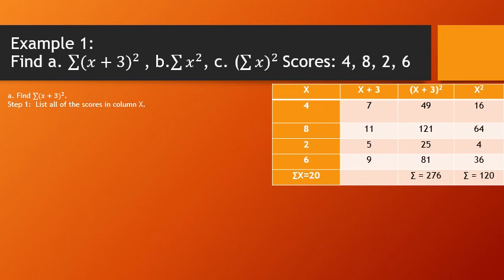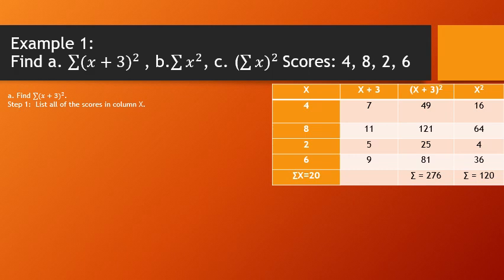Next thing I would do, in order of operations, I need to do X plus 3. So I need to make an X plus 3 column. And then I need to add 3 to every single original X score. So since I started with 4, I add 3 to it and get 7. My next score is 8. I add 3 to it and get 11, and so forth for the rest of the scores.